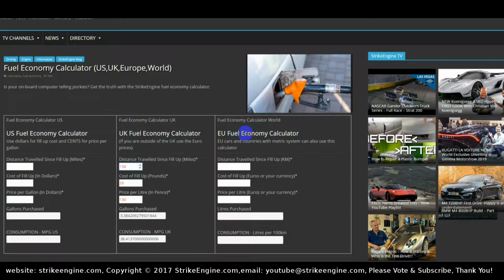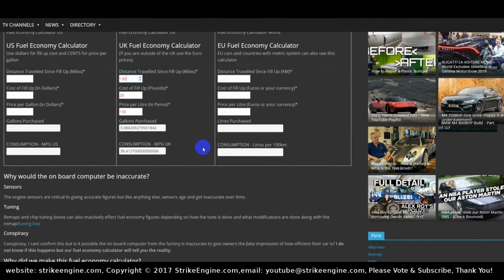The EU one, or I suppose the rest of the world, is fully metric, so you put in the distance between the fill-ups in kilometres, the cost of the fill-up in euros or your currency, and the price per litre in euros or your currency. This will give you the total litres you purchased and your consumption in litres per 100 kilometers.